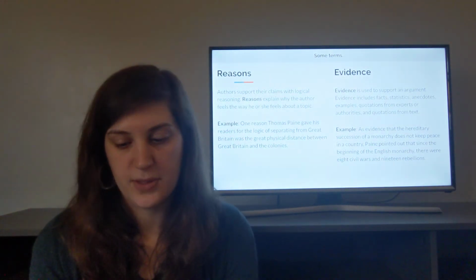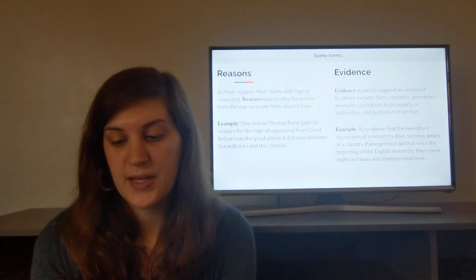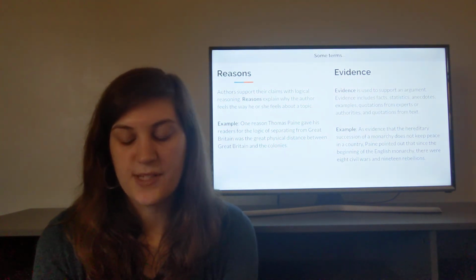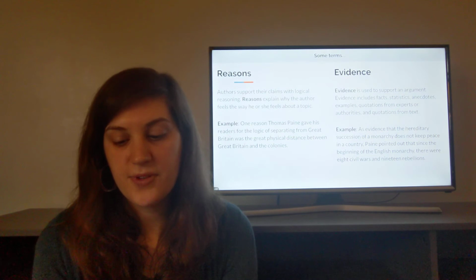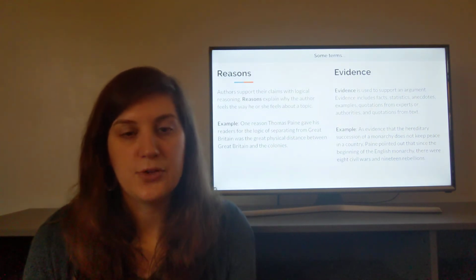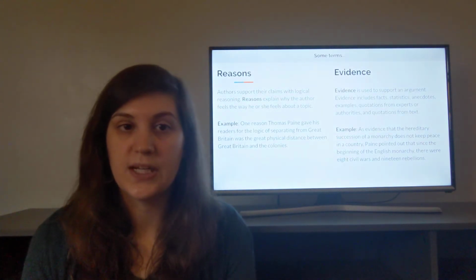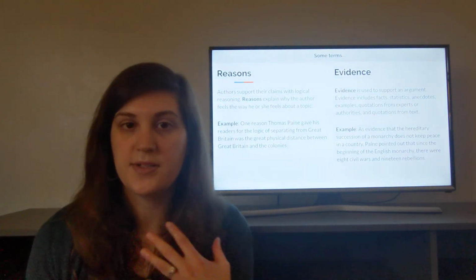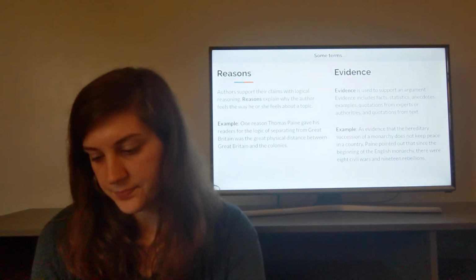But here's the example for reasons. One reason Thomas Paine gave his readers for the logic of separating from Great Britain was the great physical distance between Great Britain and the colonies. So that's one logical reason. Oh yeah, there's an ocean between us. Maybe it'd be a good thing for us to be separate governances.